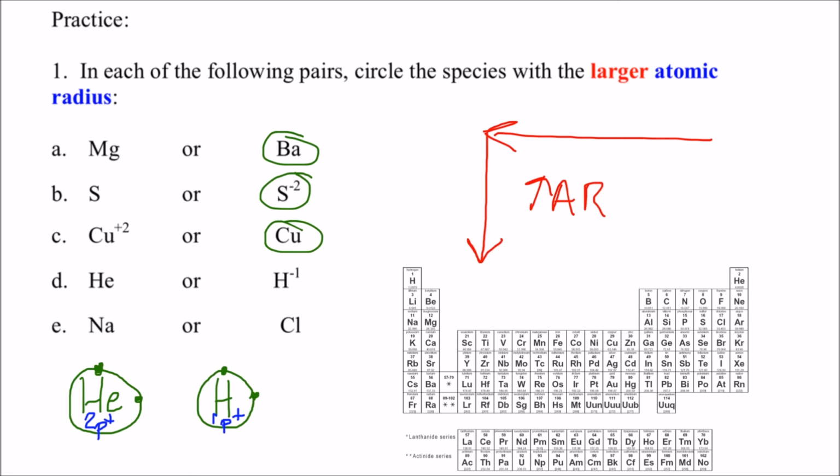So that means that these electrons are going to be able to get further away from the nucleus than these electrons are because there's less nuclear charge pulling on them. So that means this one's going to have the larger atomic radius. Okay, last one, sodium versus chlorine.